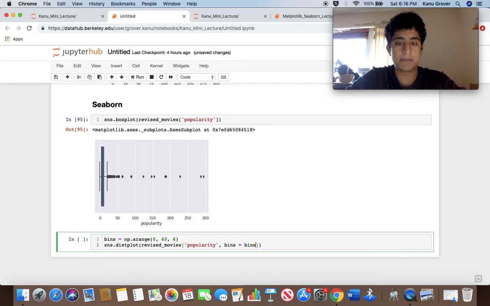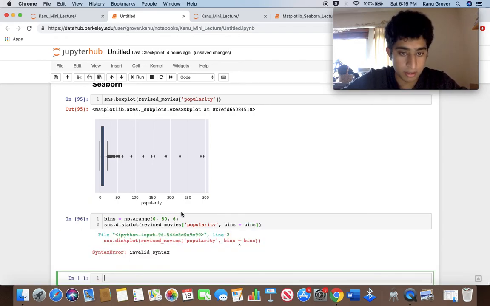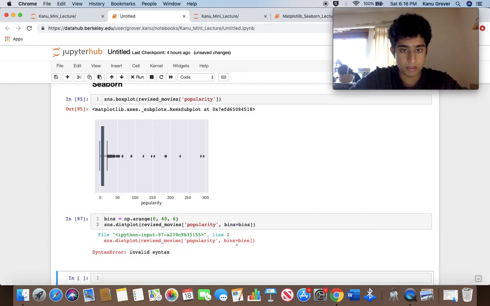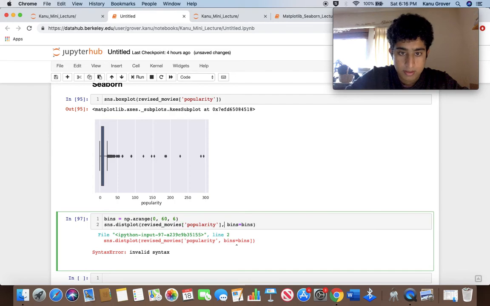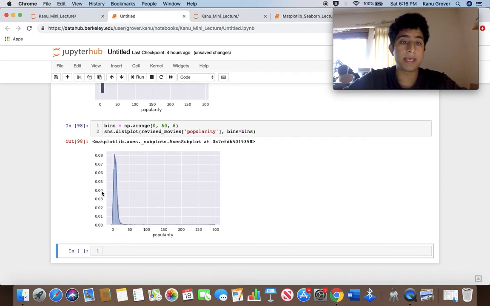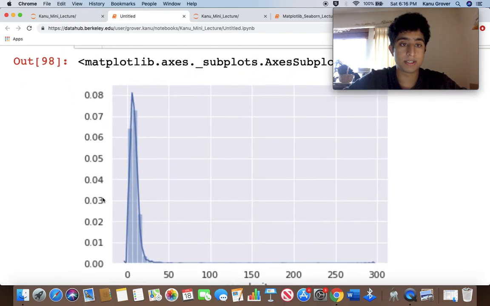So we would set that equal to bins, and we would plot our graph. Sorry. What's wrong here? Oh. Okay, and when we do that, we end up getting a histogram that looks like this.